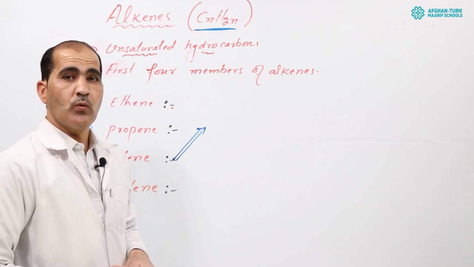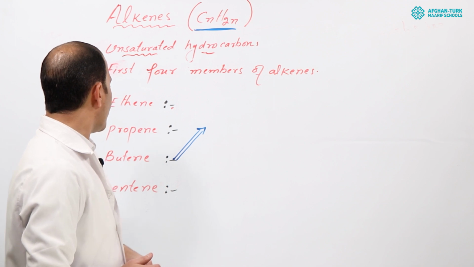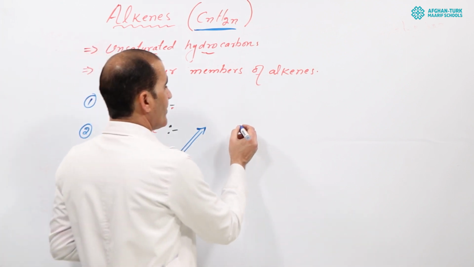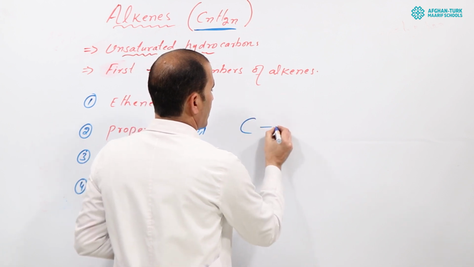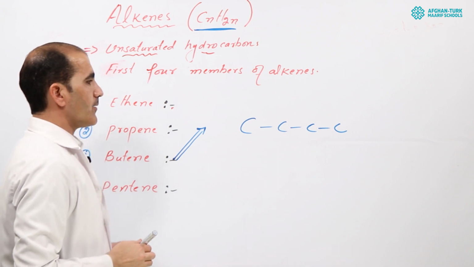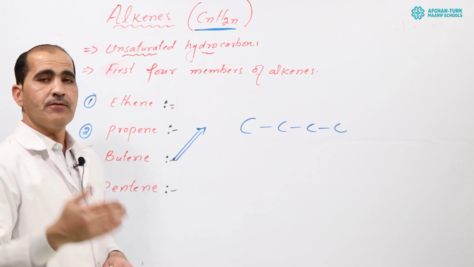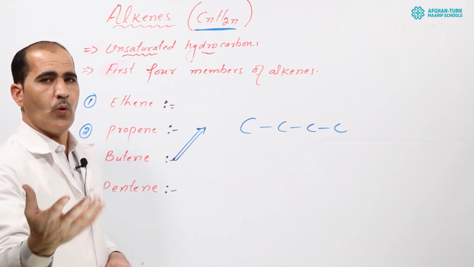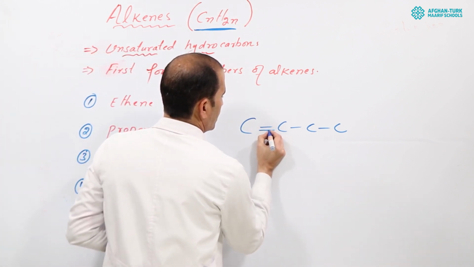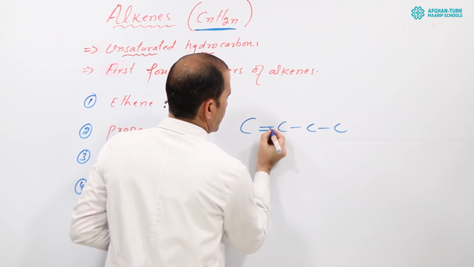First one was ethene, second one was propene, third one is butene right now. Butene means 4 carbons. How many carbons? 4 carbons. 1, 2, 3 and 4. So 4 carbons are here, and you can give the double bond wherever you want. Just for example, on the first carbon I'm going to give the double bond here.